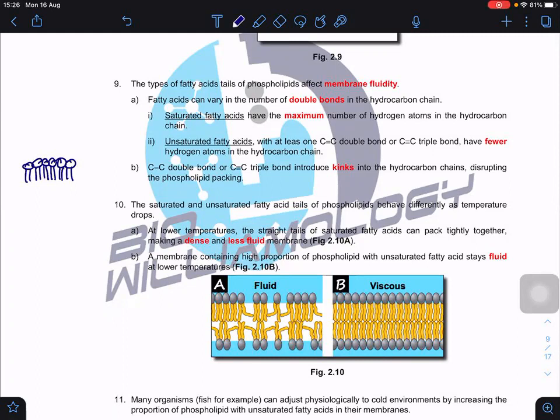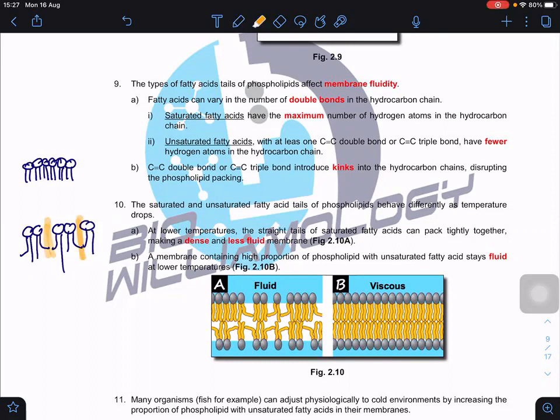Are you clear? But if the fatty acid tail here is an unsaturated fatty acid, when we have the carbon-carbon double bond or carbon-carbon triple bond, this will introduce what we call the kink. The kink basically means the bend. Can you see that? The bend. So now they are not packed like sardines anymore. We have the bend like this, so they have space. Now, can you see that they have the space to vibrate?